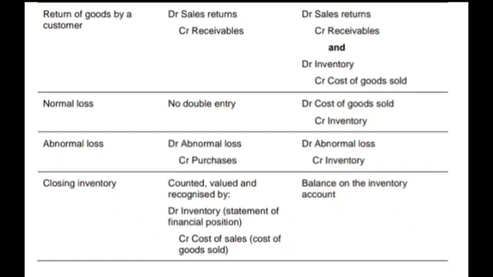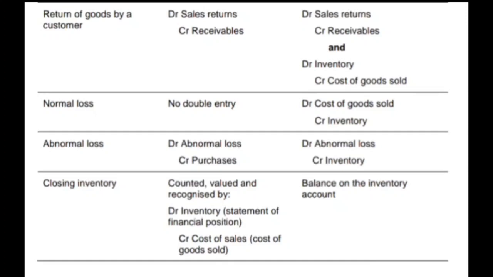Then, if the customer returns the goods, return of goods by a customer under the perpetual inventory system, you'll pass the entry sales return debit, receivables credit, and you'll pass the next entry as well, inventory debit and cost of goods sold credit. But under the periodic inventory system, you'll pass only one entry, sales return debit and receivables credit, like you always do. Then, in case of normal loss, there will be no entry under the periodic inventory system.